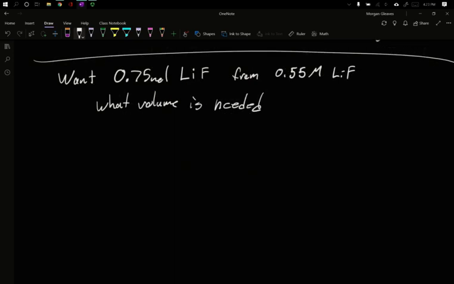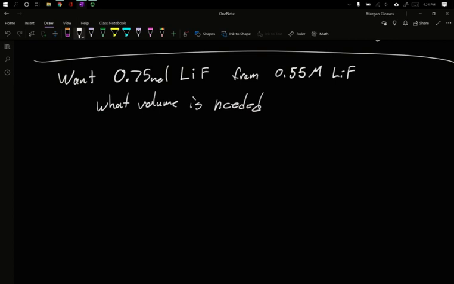This time, we want 0.75 moles of lithium fluoride. And it's being poured from a bottle that is 0.55 molar. So I need to pour it out until I have poured enough liquid that it has brought 0.75 moles with it. Question is, what volume is that? What volume of the bottle do I need to pour out so that I have my 0.75 moles? Give that a shot and come on back.